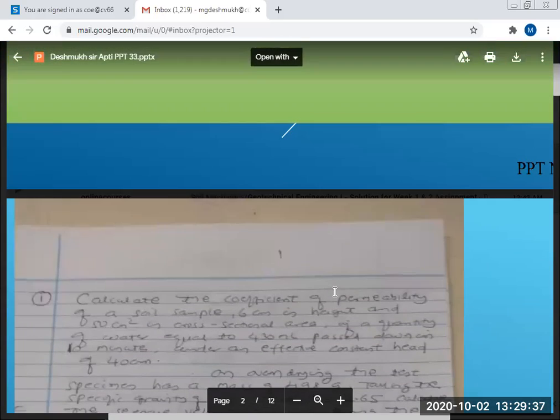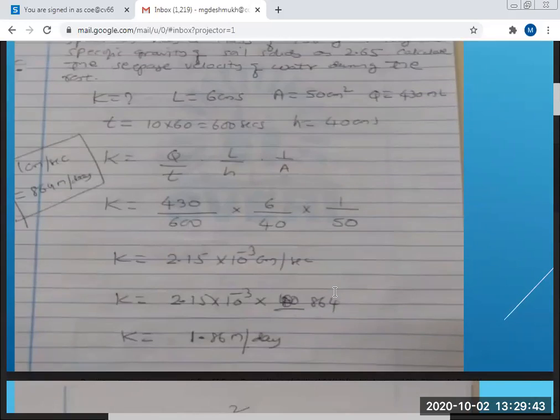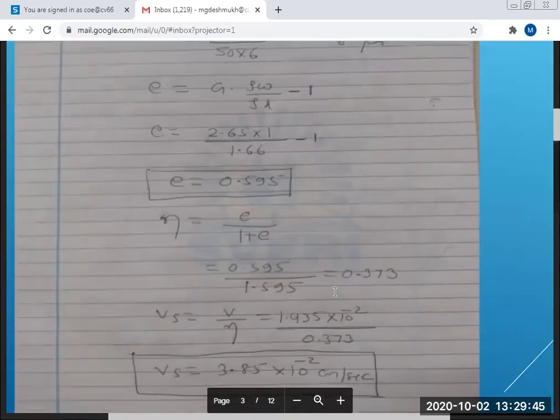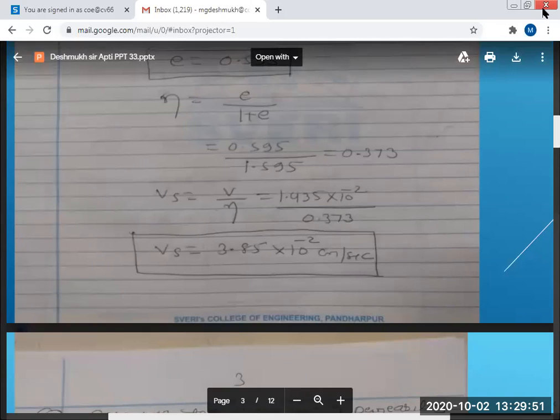ठीक है, कुछ डाउट है तो पूछो प्लीज. Shall I move to further? कुछ डाउट है किसी को?